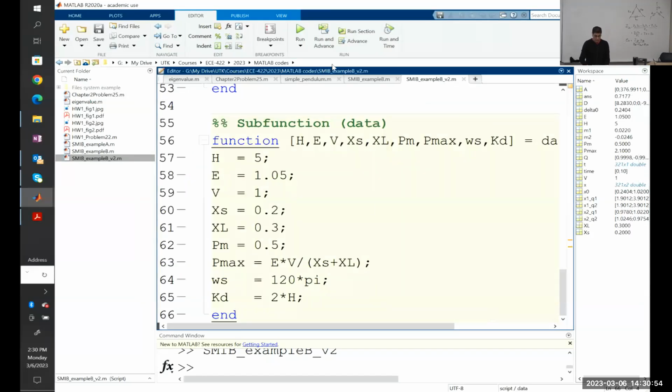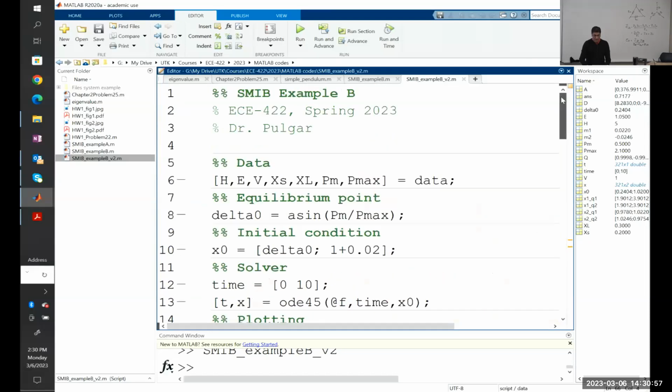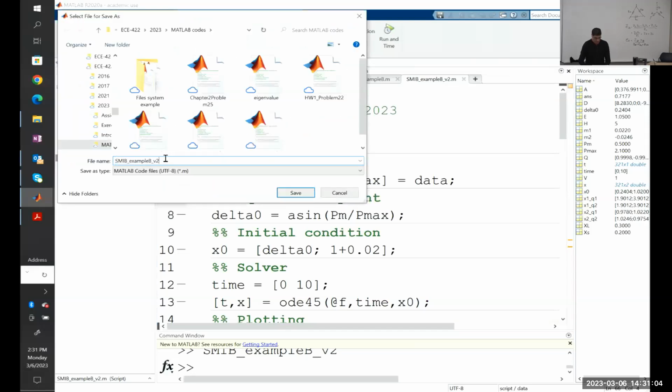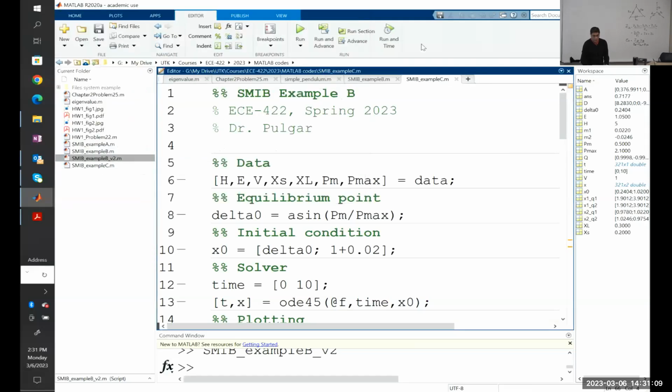So what I'm going to do here, I'm going to use the same file, but I'm going to save it with a different name. So this is going to be example C. Yeah. So the example C will consider the short circuit. The data is the same. The equilibrium point is the same. This initial condition is not needed anymore. Well, the initial condition will be exactly the equilibrium point in the system.